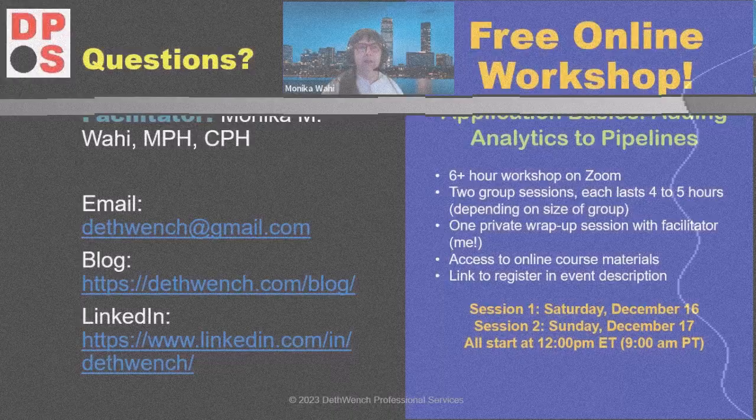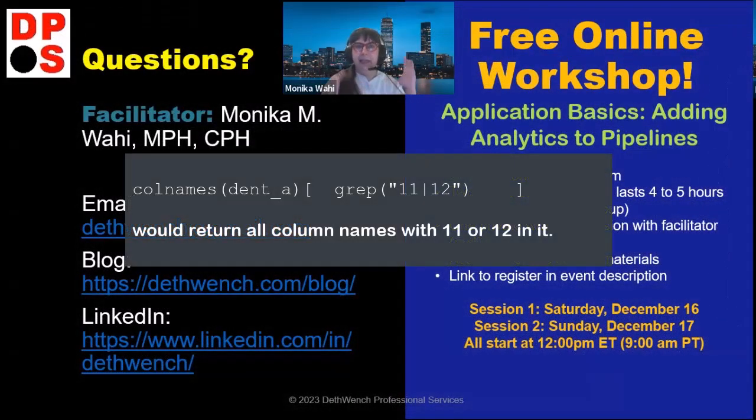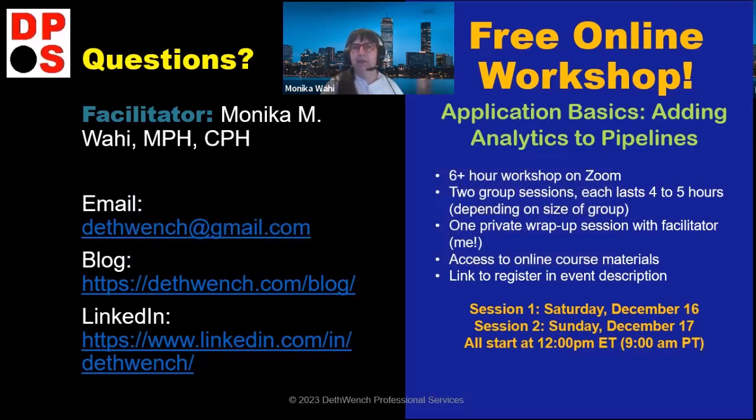So everybody look in the chat. Austin said call names, parentheses, dent A, and then you've got the brackets and you've got the grep command. And as Austin explained, the pipe in the grep command is an or, right? And I believe you could probably use an ampersand for the and, if you wanted 11 and 12, or maybe even a colon. So this is in the scenario where you know you're looking at columns 11 or 12, right?